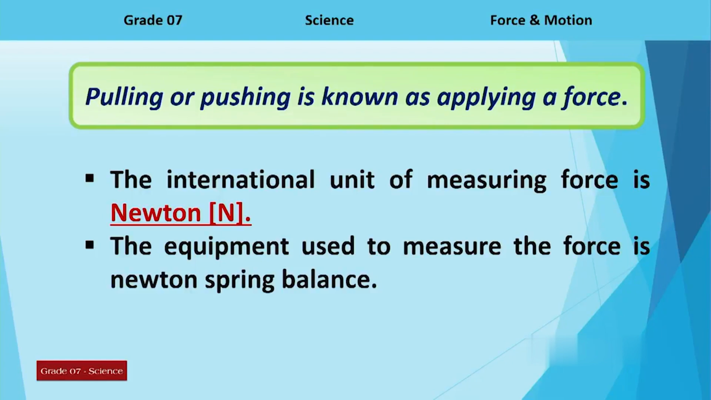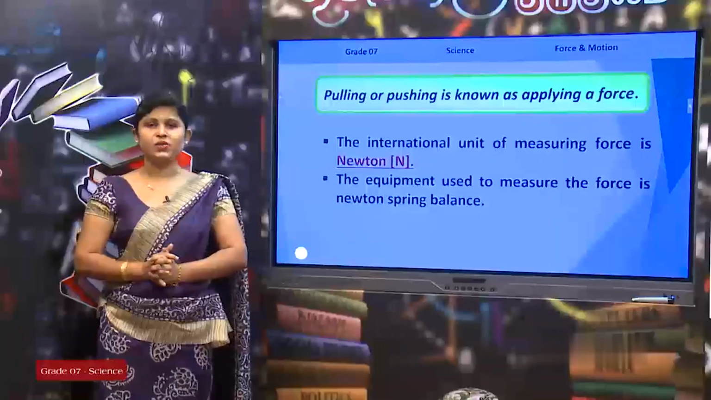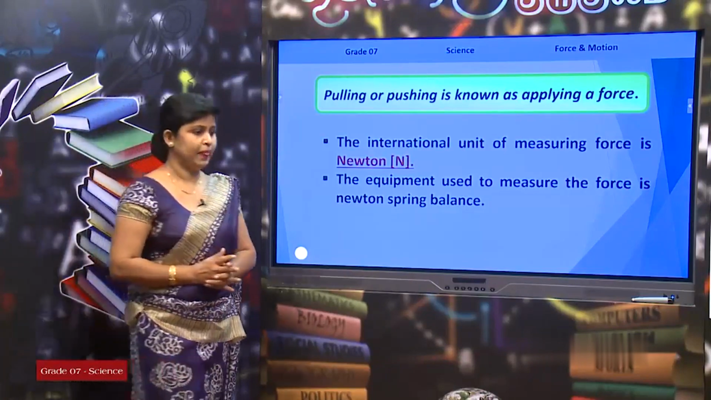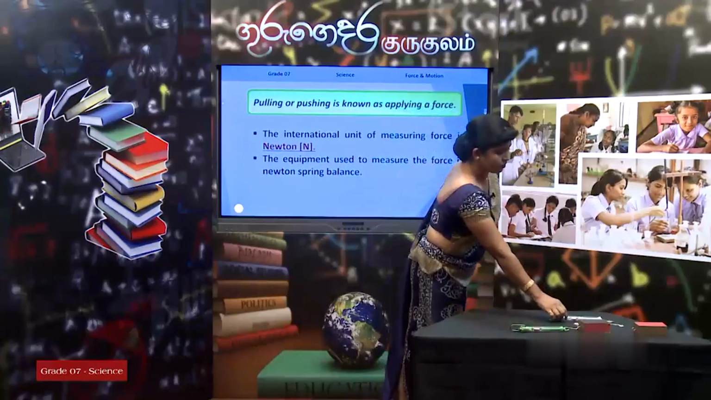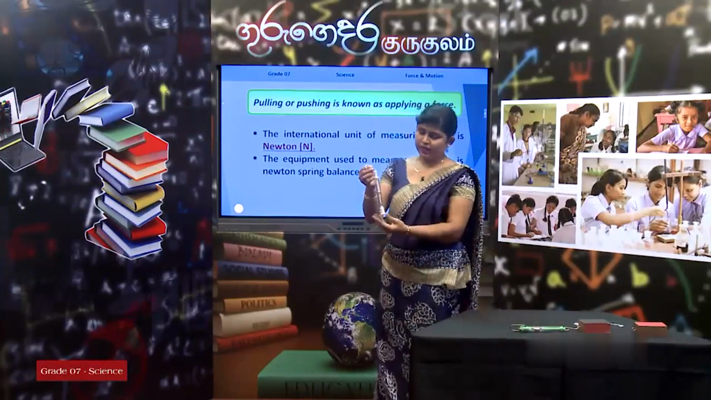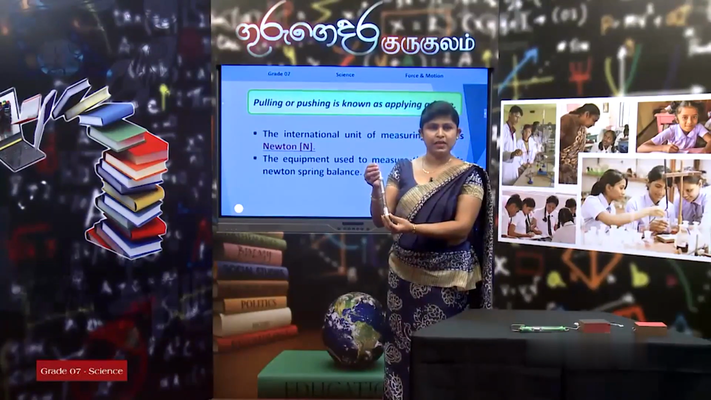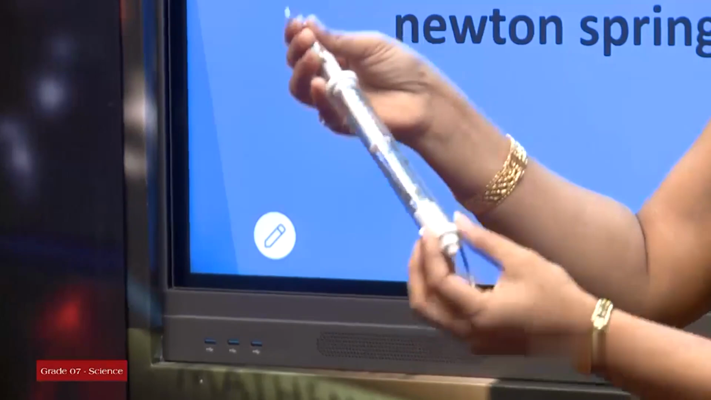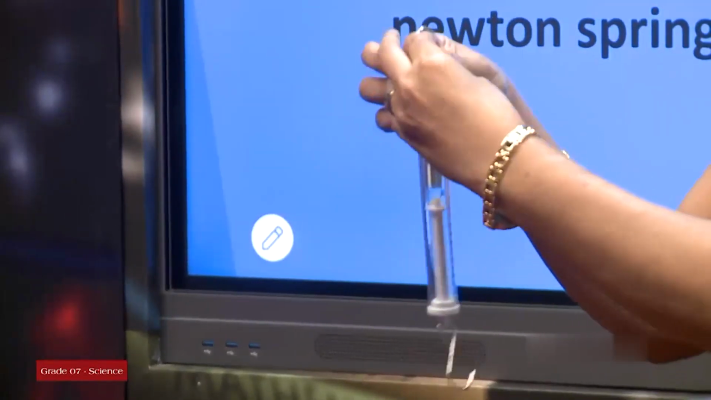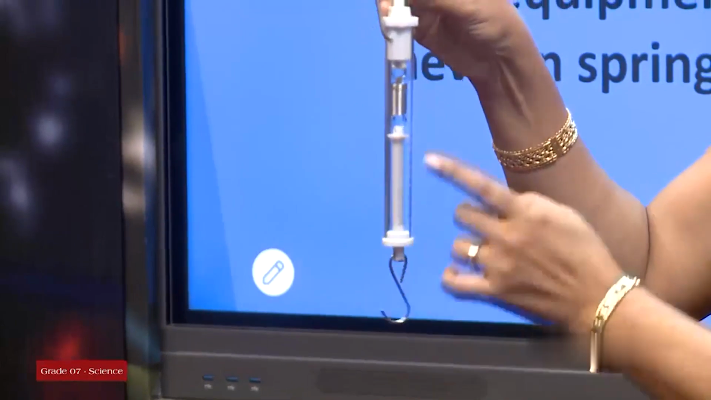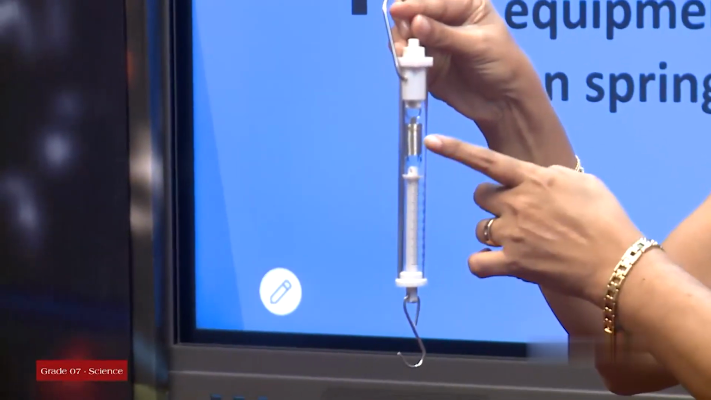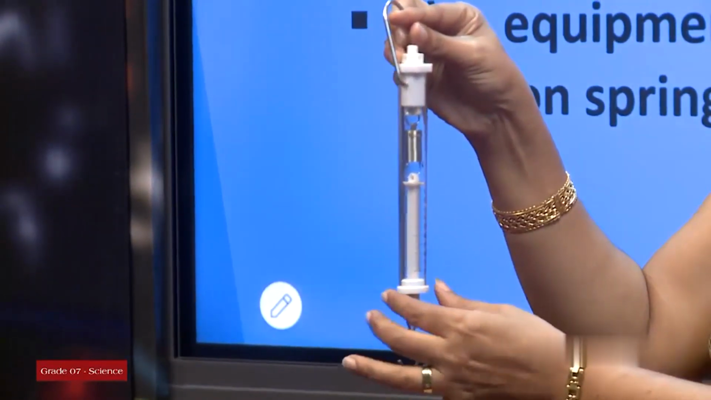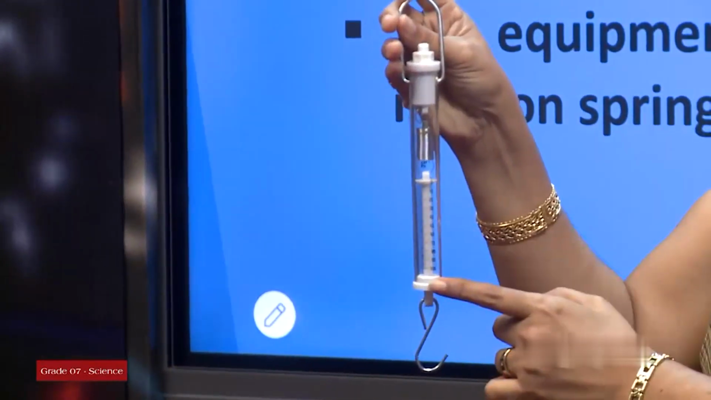Yes, you may have seen and you may have used them, but I also have brought a Newton spring balance to show you. Shall we observe? Okay. Here I have got a Newton spring balance. You can observe that the spring balance is marked in Newton, right? It is calibrated in newtons as well as in grams, right?